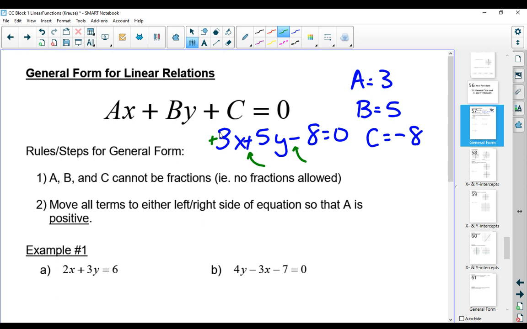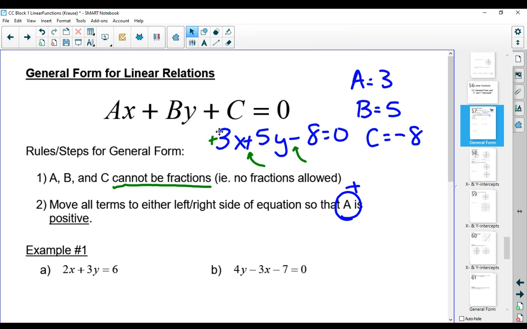Now, when we're looking at this equation, there's some rules that we have to follow. First of all, a, b, and c cannot be fractions. In other words, no fractions allowed. And we also have to have all of our terms move to either the left or the right side of the equation so that a is always positive. So our a value, or the coefficient that goes with the x variable, always has to be positive.